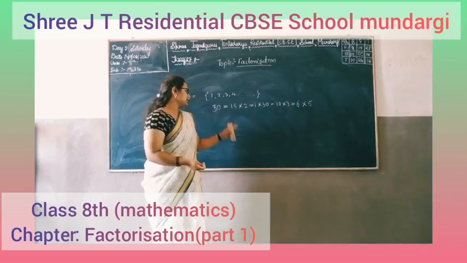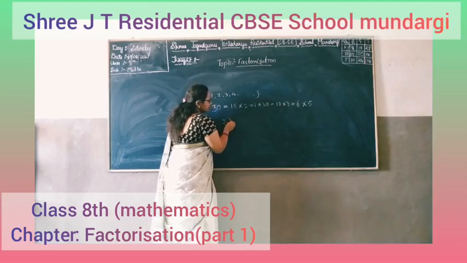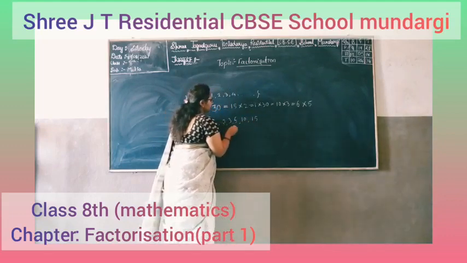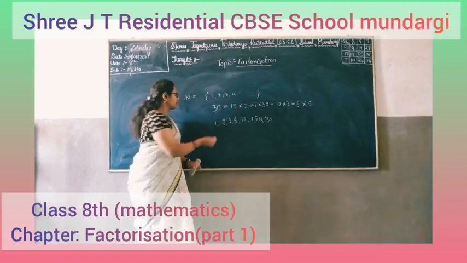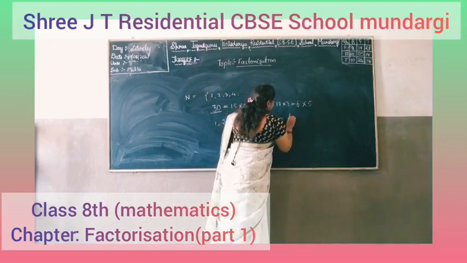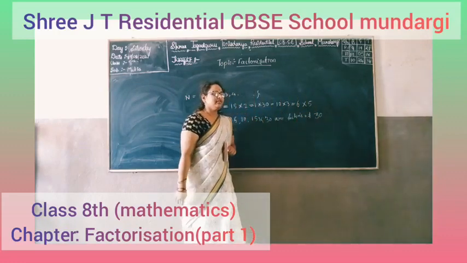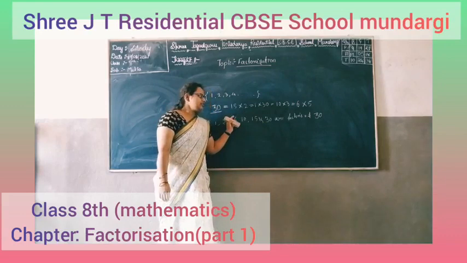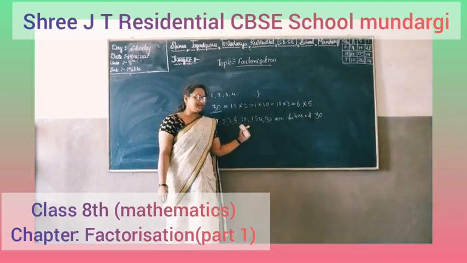Therefore, what are the factors of the number 30? 2 is there and 3 is there, next 5, 10, 15, and 30. So 1, 2, 3, 5, 10, 15 and 30 are all factors of the number 30. We have to collect these as our factors.